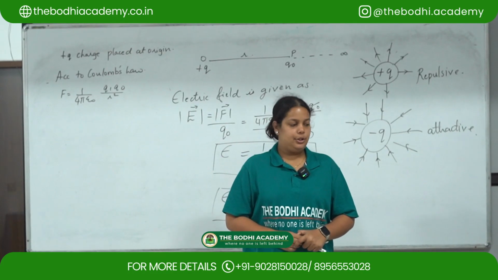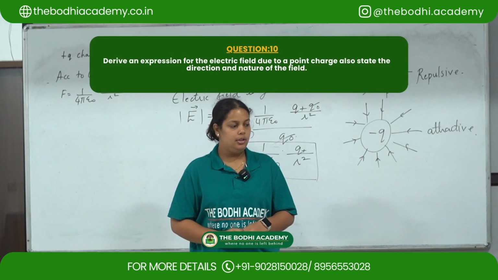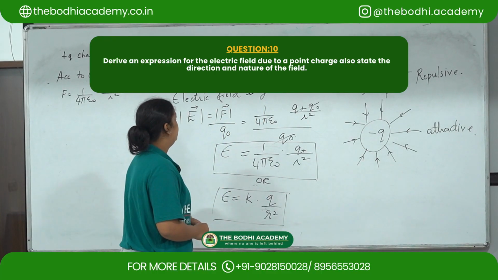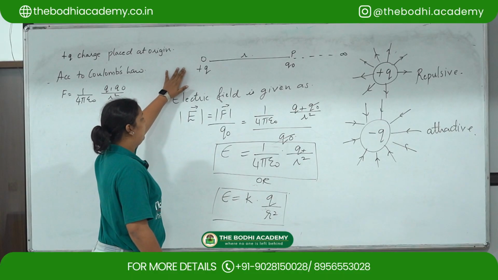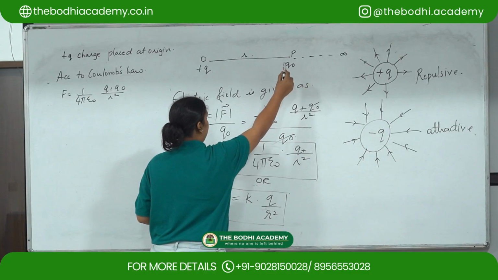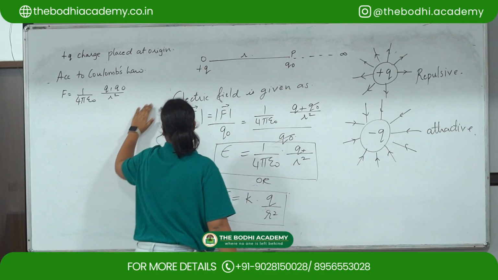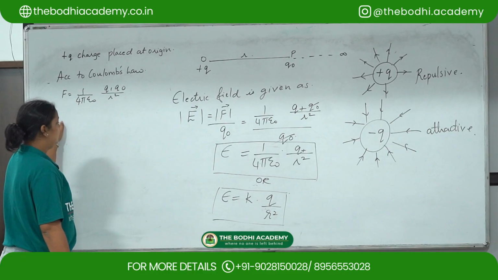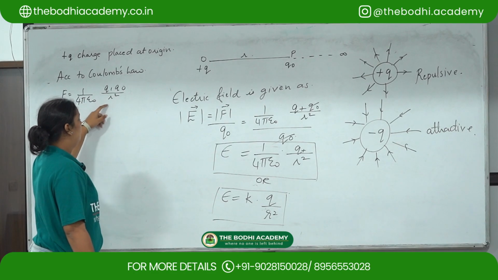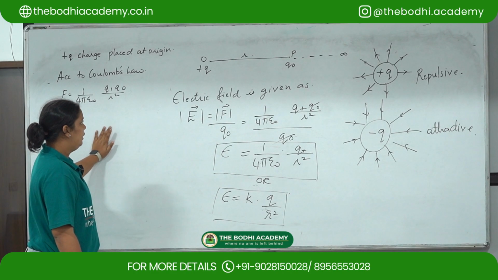So coming to the last question, derive an expression for the electric field due to a point charge. Also state the direction and nature of the field. So we consider a positive charge at origin, that is O, and we consider a test charge Q0 at point P, placed at distance r from the origin. So according to Coulomb's law, force is equal to 1 upon 4 pi epsilon naught Q Q naught upon r square. This is the electrostatic force experienced at point P.